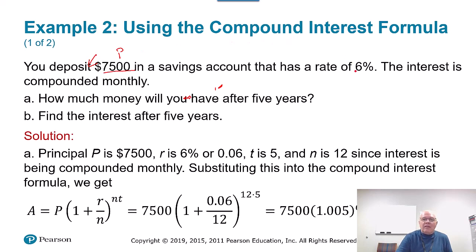You have a rate of 6%. We're going to assume that's the annual rate because that's typically the way it's depicted. Now, you have also a compounding monthly. How much money will you have after 5 years? So first of all, write down your formula. Good practice because you probably don't have this memorized yet.